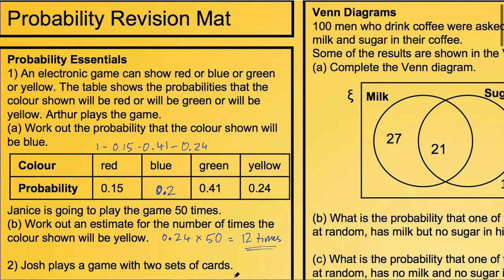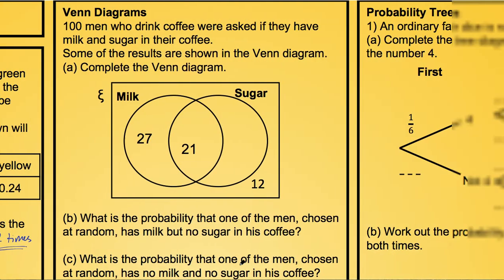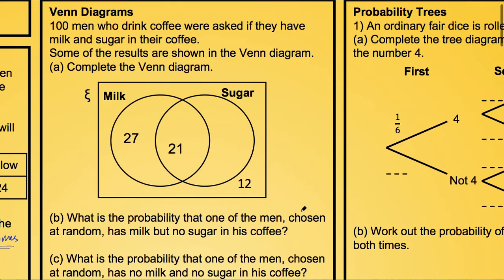So on to basics of Venn diagrams. 100 men who drink coffee were asked if they have milk and sugar in their coffee, and some of the results are shown in the Venn diagram. Complete the Venn diagram. So we've got 100 men in total. 12 of them don't like milk or sugar. So take away the 12, take away the 27 in that box, the milk box only, and take away the 21 that have both milk and sugar. Gives me 40 left, so 40 goes in here.